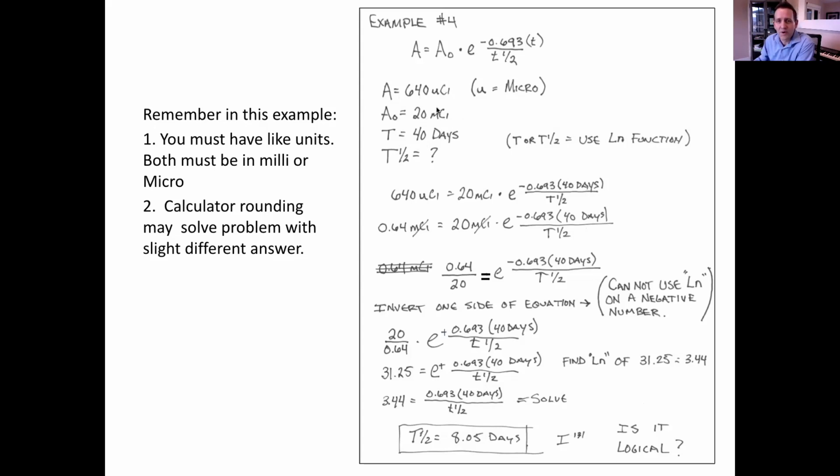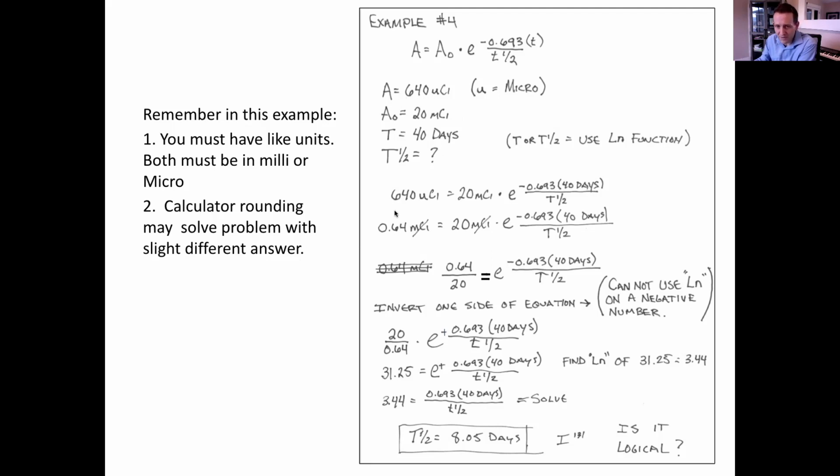So you'll notice on this one, this is in microcuries and millicuries, which means we need to convert again. We need to make them both in millicuries or both in microcuries. To go from millicuries to microcuries, we're going to move our decimal place to the left 3. I'm going to take this so that they're both in millicuries. Okay, so I'm going to take this 640 and my decimal place is here. I'm going to go 1, 2, 3, micro to milli.